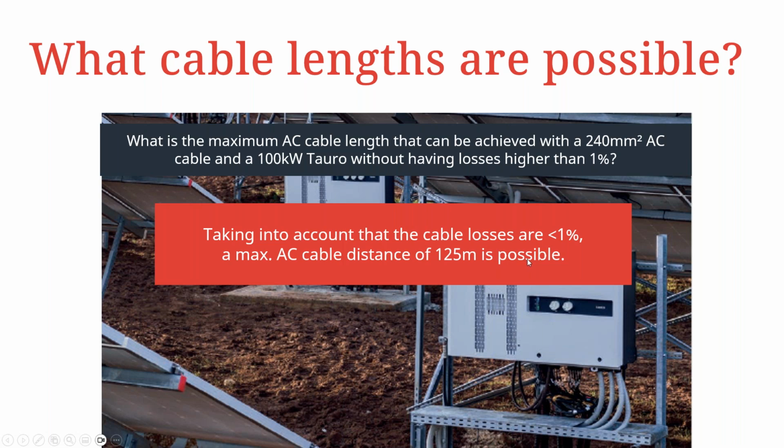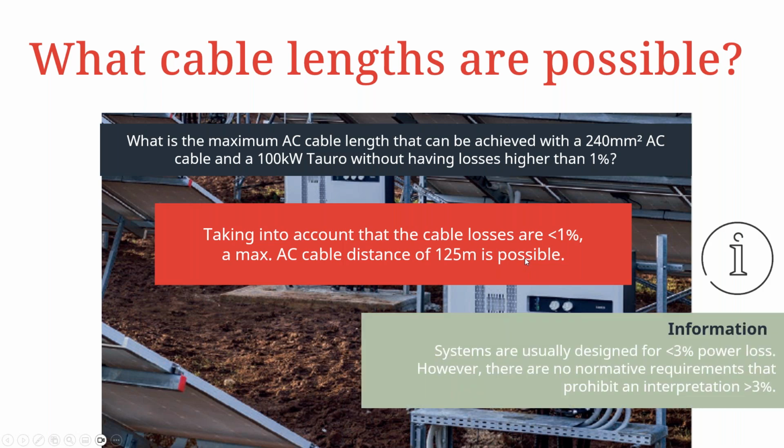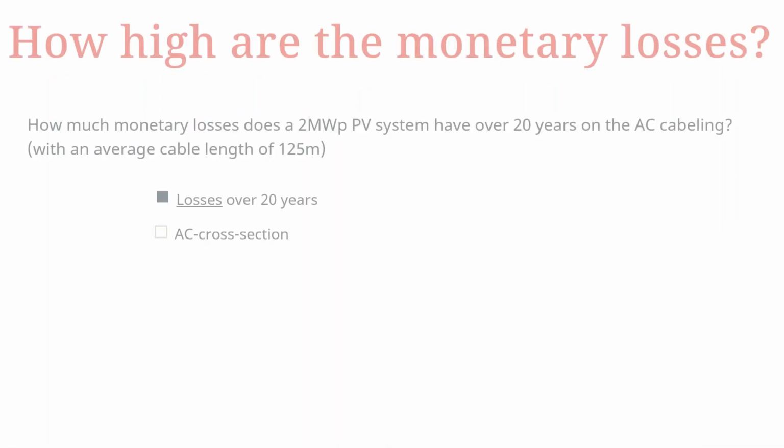But then, having said so, let's also note that there are systems that are actually designed for power loss of greater than 1%, but less than 3%. However, there are no normative requirements that prohibit the power loss going greater than that. But this has an effect on the monetary loss, which is why it is imperative that the power losses are kept to the barest. So this will be seen in the next slide.